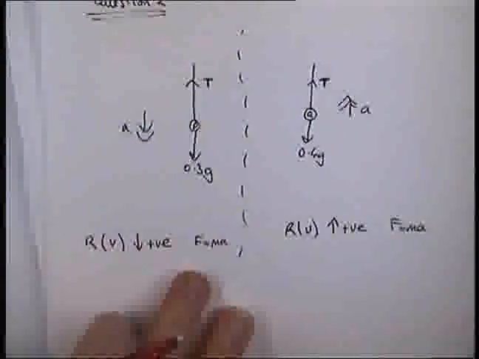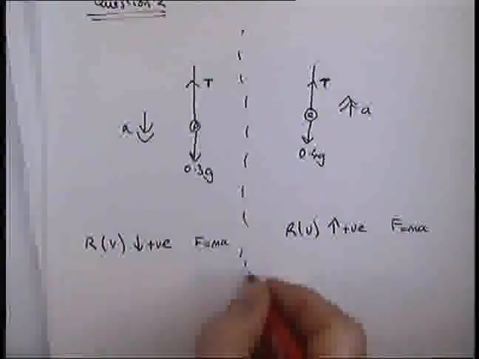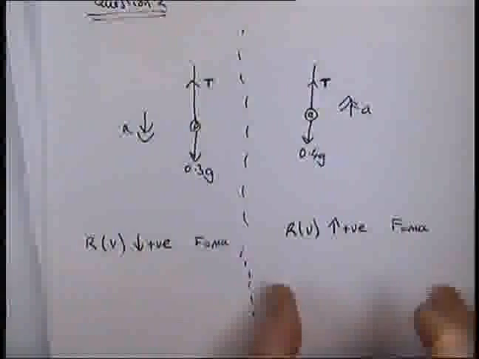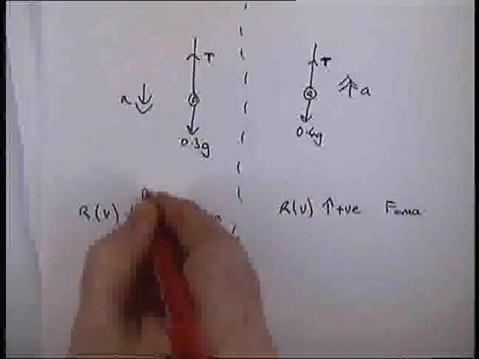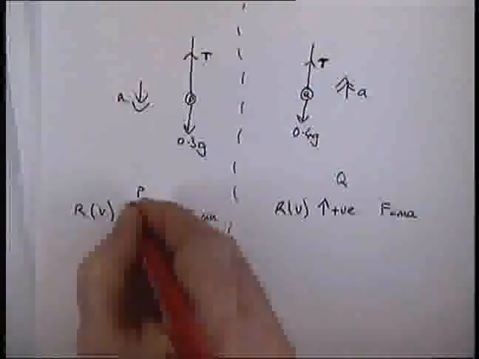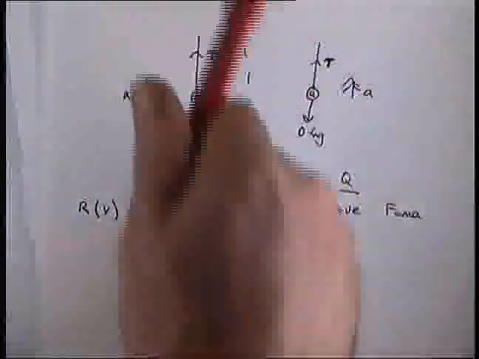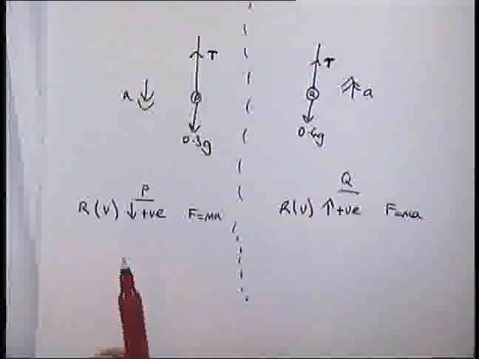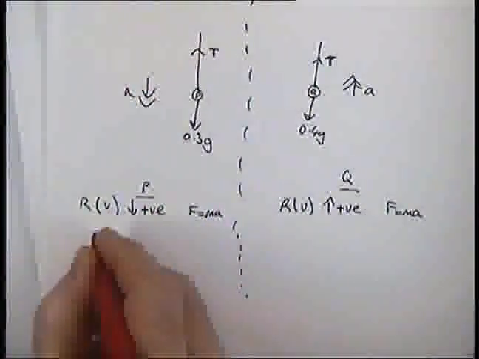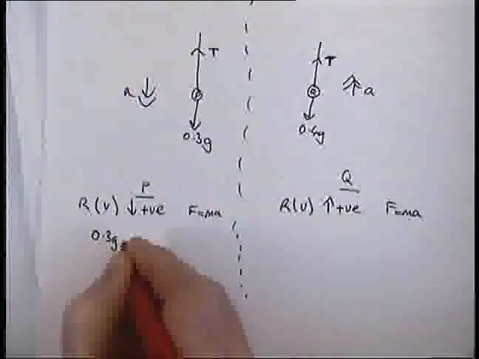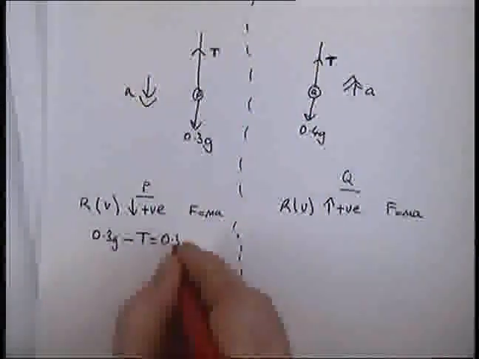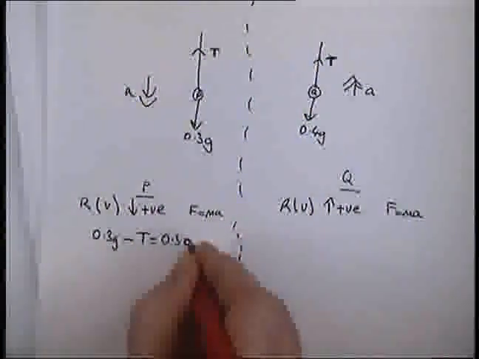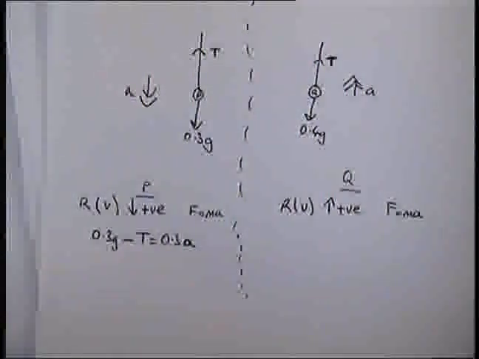So what I'd like you to do now is resolve both of them and give your answers underneath. So when we resolve this P, this is P and this is Q, when we resolve P down, any forces acting down are positive, any forces acting up are negative. So we're going to get 0.3 g, take away T, is equal to the mass of P, which is 0.3, and we don't know the magnitude of acceleration, so we're going to call it A.